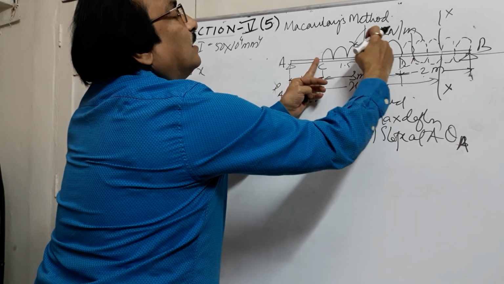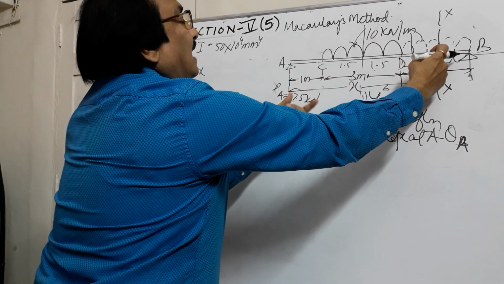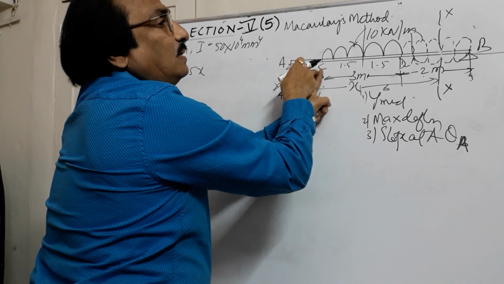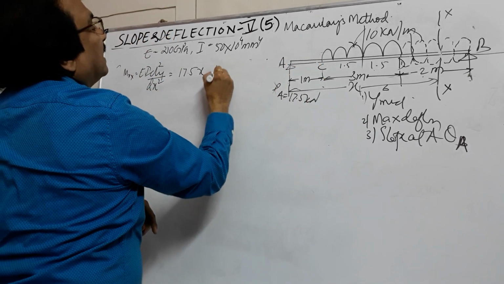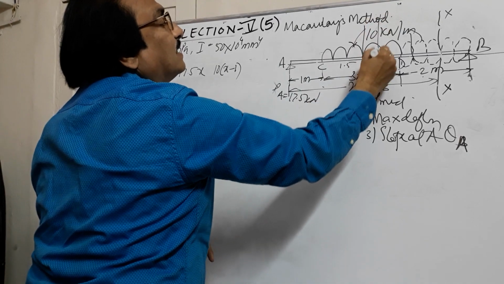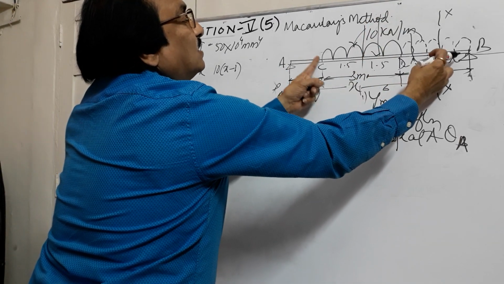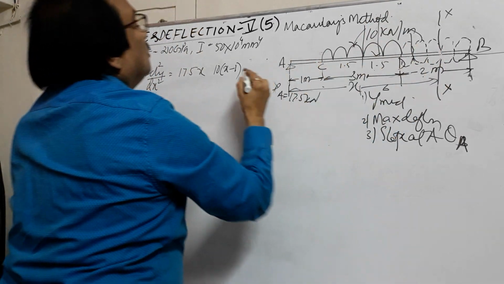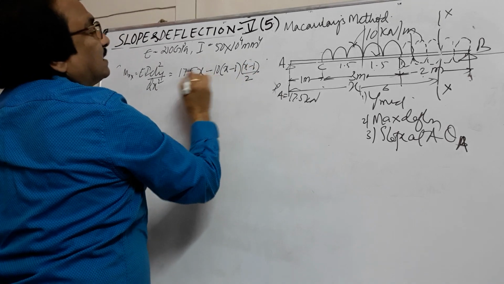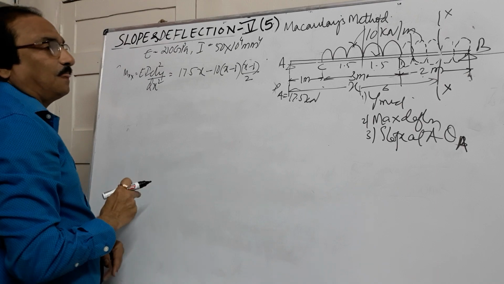So here the UDL is 10 and it is acting for this distance, so it will be x minus 1. So the total UDL will be 10 into x minus 1. Where will it act? It will act at the center, the center of this distance. This distance is x minus 1, so it will be (x minus 1) divided by 2, and this is in the downward direction.